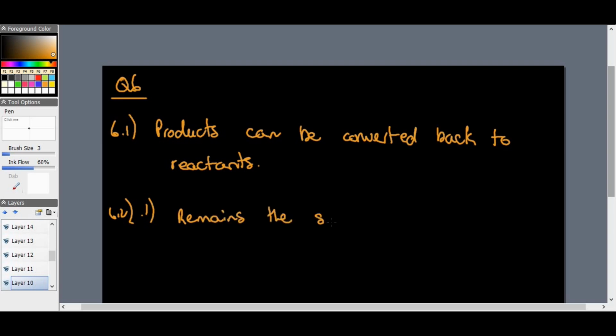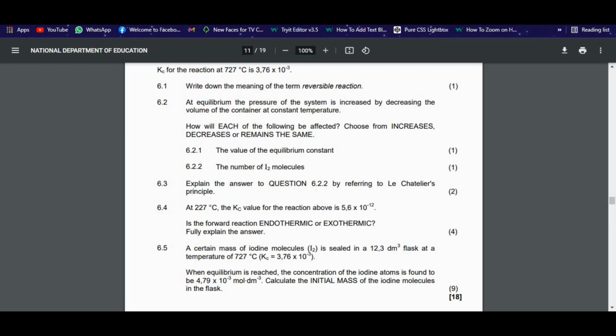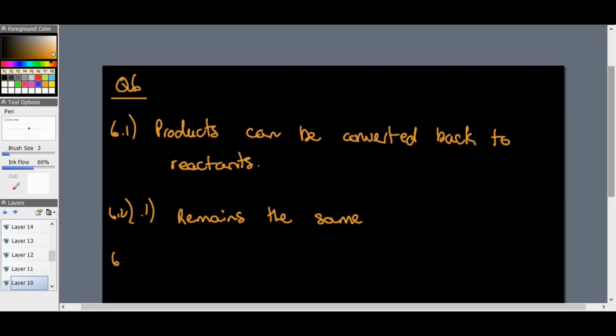Right? The value will stay the same no matter if the pressure is increased by decreasing the volume of the container. Okay? Nothing will happen.